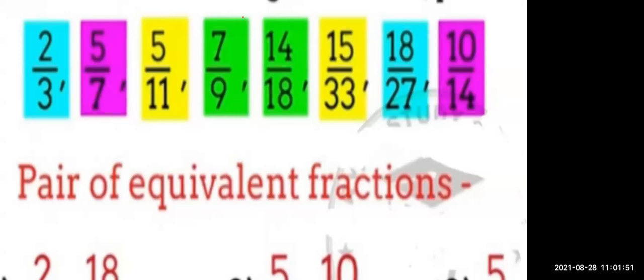Now first it is given 2 upon 3, then 5 upon 7, then 5 upon 11, 7 upon 9, 14 upon 18, 15 upon 33, 18 upon 27 and 10 upon 14. There are total how many numbers given here? Just count and tell me how many fractions are given. Very good. There are total 8 fractions are given. तो इसके pairs कितने बनेंगे? How many pairs will make? अगर 8 fraction है तो कितना जोड़ी बनेंगे? Very good. There will be 4 pairs.